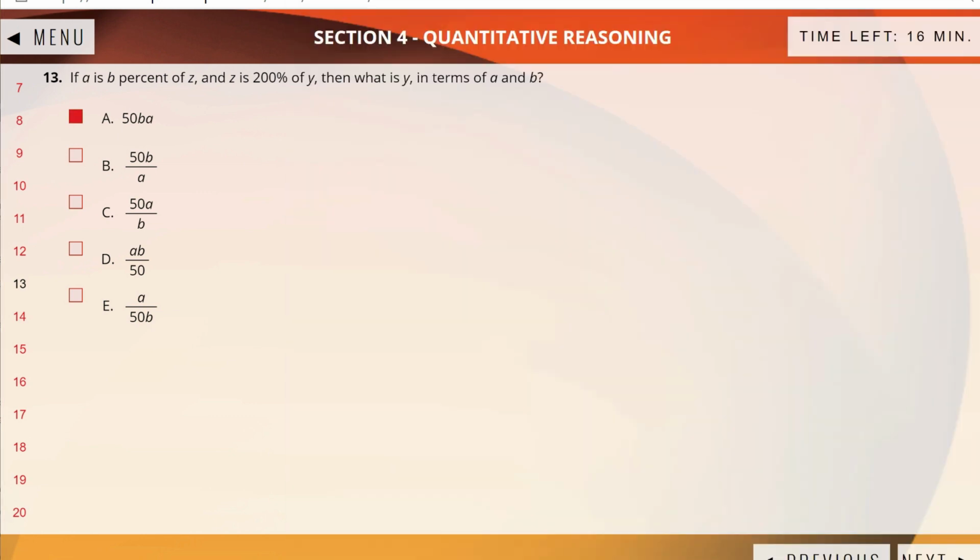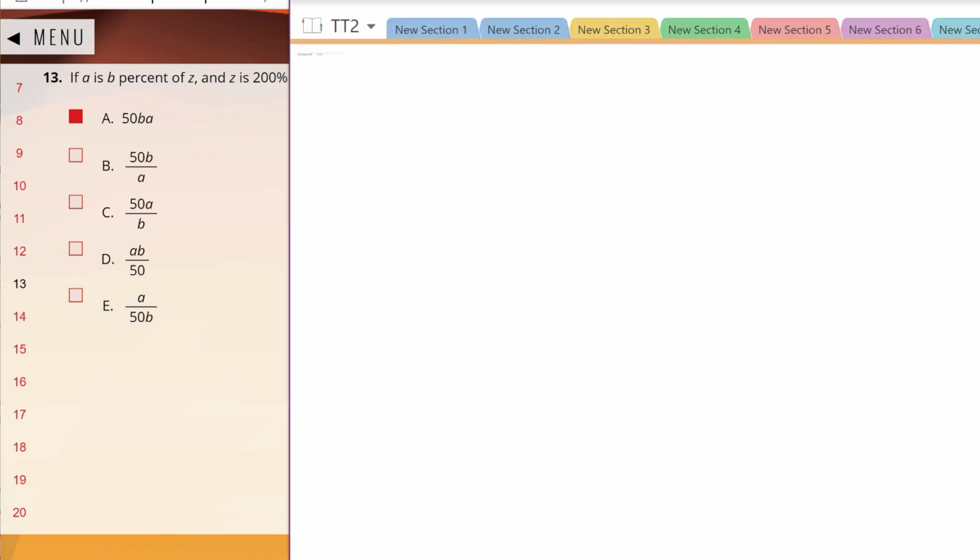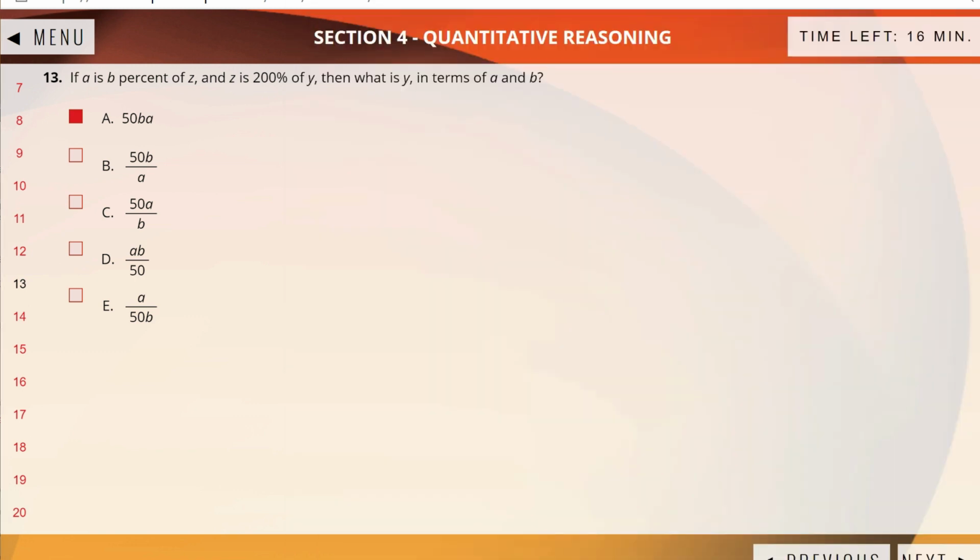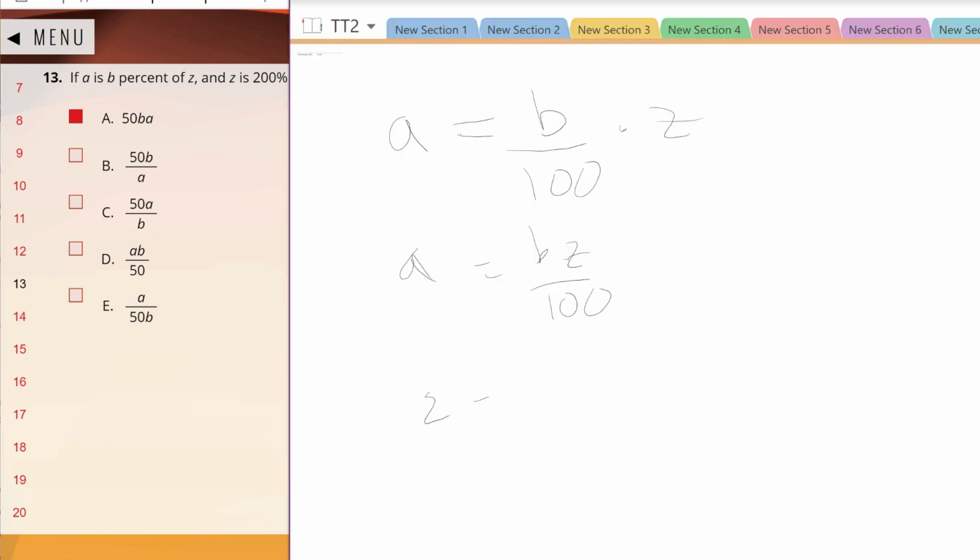We'll see. A is B% of Z, and Z is 200% of Y. What is Y in terms of A and B? You could pick numbers here, but you could just do A is B%, so B over 100, times Z. So if we simplify that, A equals BZ over 100. B% just means B over 100. Z is 200% of Y. So Z equals, 200% of means 2 times, so Z equals 2Y.